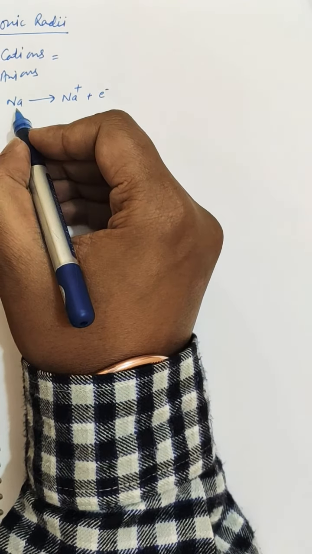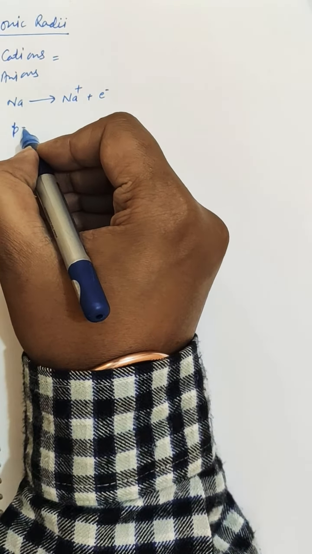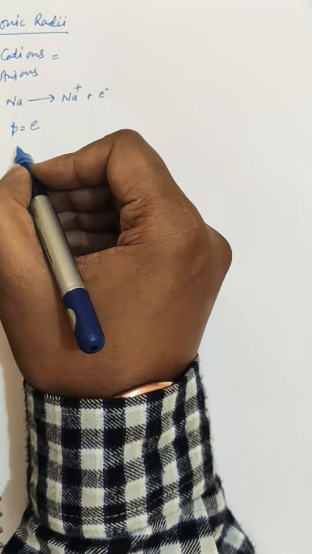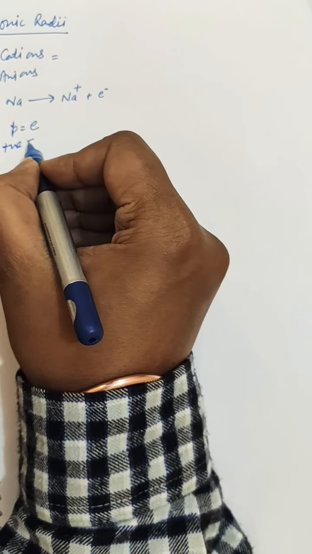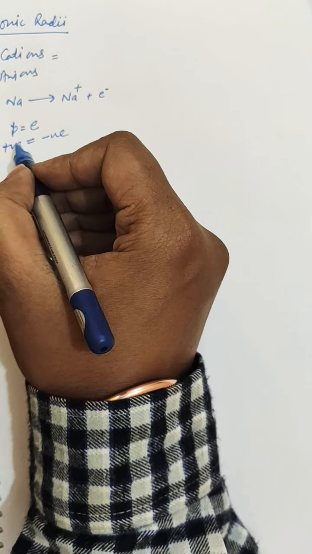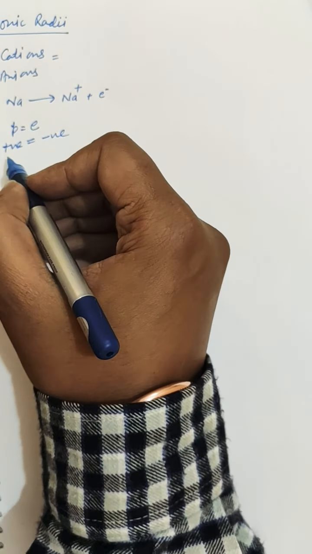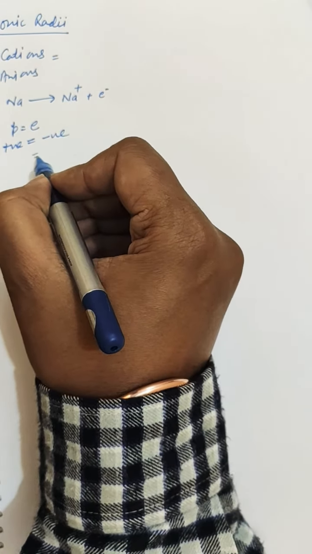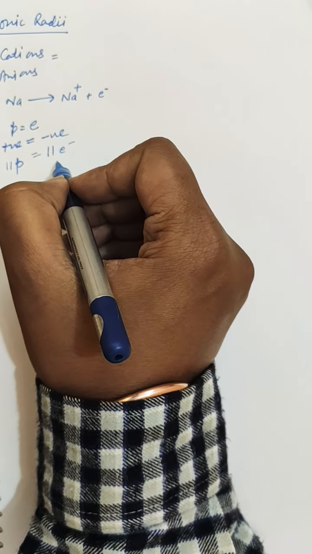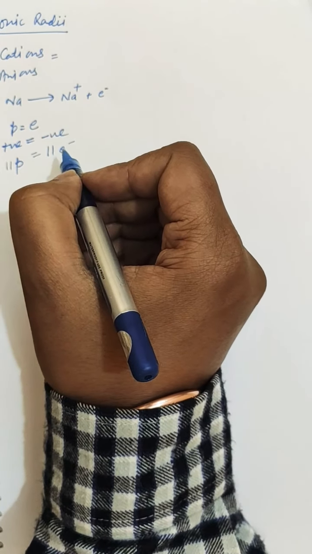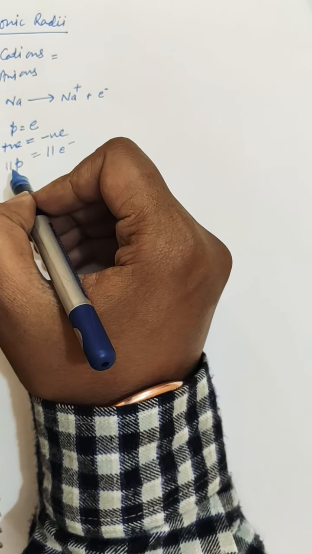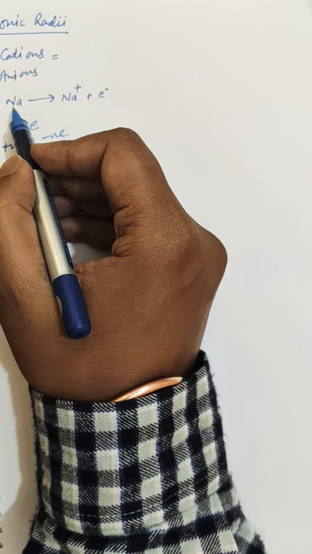Why? Because in sodium the number of protons and electrons are equal. In every atom the number of protons and electrons are equal. Protons are positively charged and electrons are negatively charged. In case of sodium, the atomic number is 11, so there are 11 electrons and 11 protons. So there is a balance between the positive and negative charge in a sodium atom.